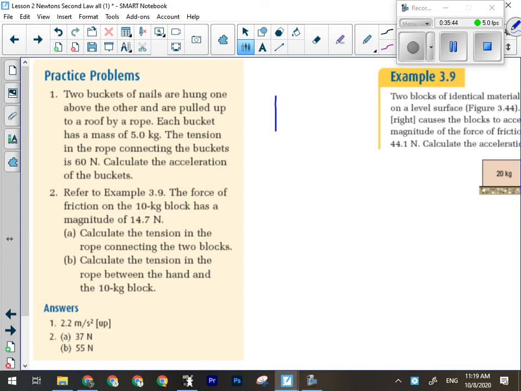I may in fact have a 5 kilogram bucket being pulled upwards by an unknown force. But I also have that bucket connected to another bucket. And I know that the force on the bottom bucket upwards is 60 newtons, because the tension in the rope connecting the 2 buckets is 60 newtons.